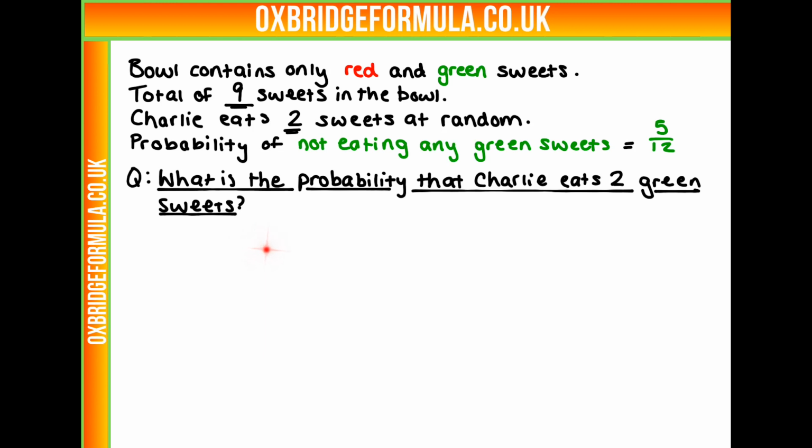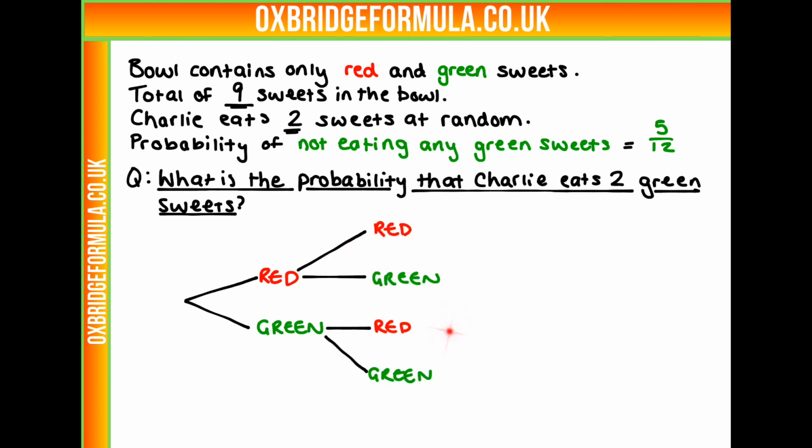So in probability questions like these, I like to draw a little probability diagram. It makes it easier to see what our probabilities are going to be. So we only have red and green sweets in the bowl, and we're picking 2 at random. So have a go at drawing your own little probability diagram about what that might look like. So we have 2 different selections. Our first one, we can pick a red or a green. Then after that, we can either pick a red or a green for both of those. So our diagram is going to look something like this.